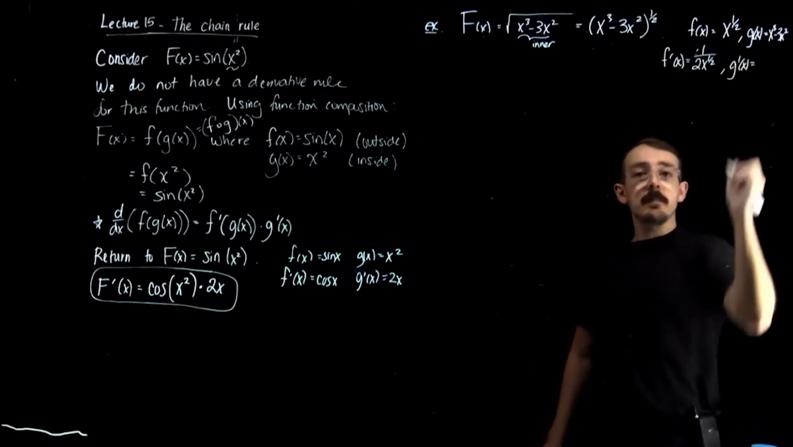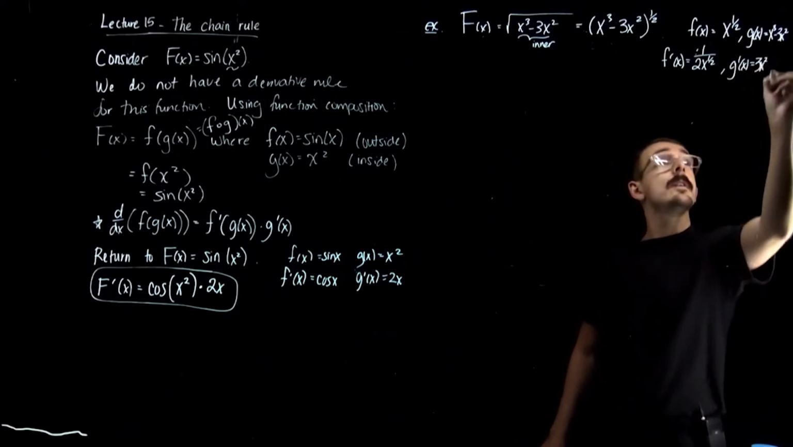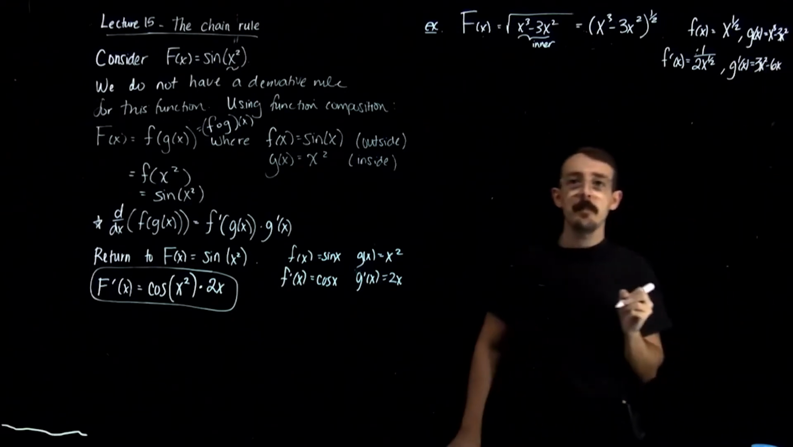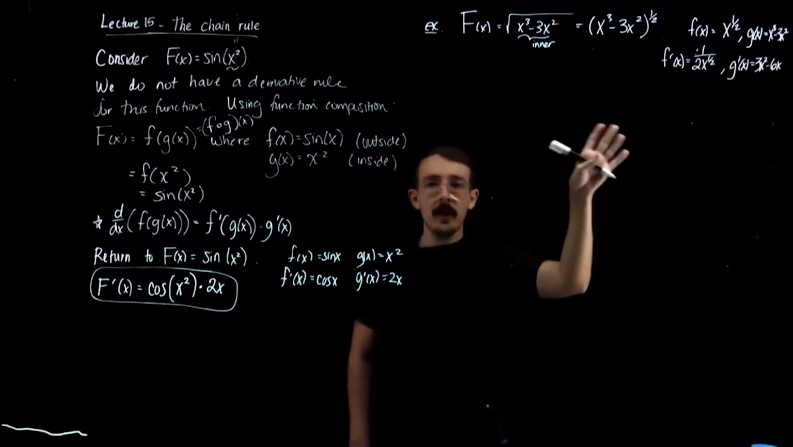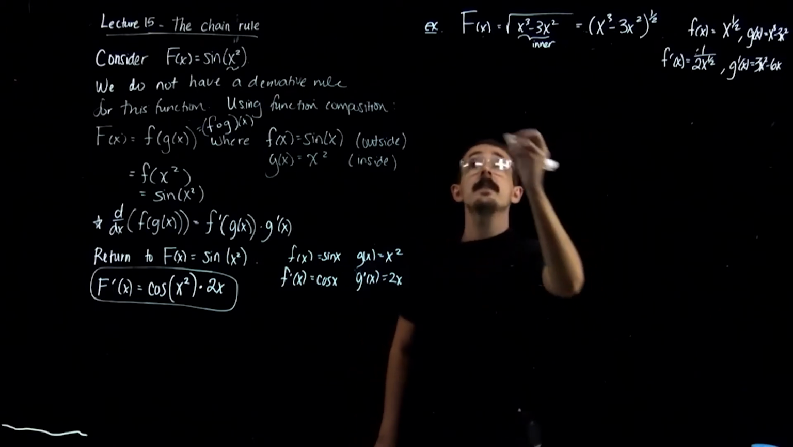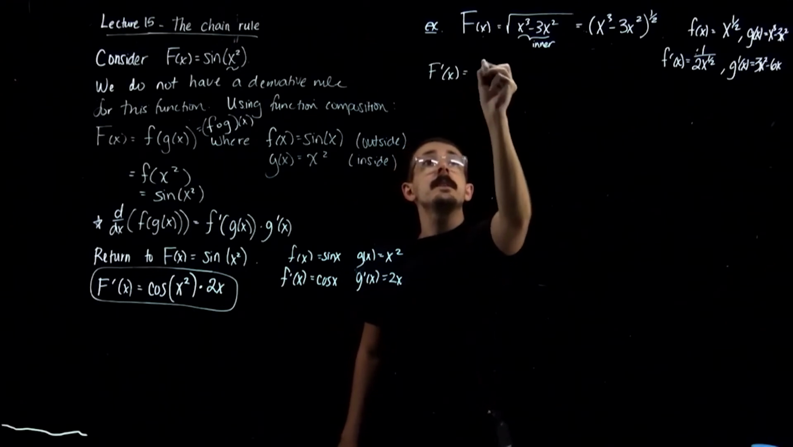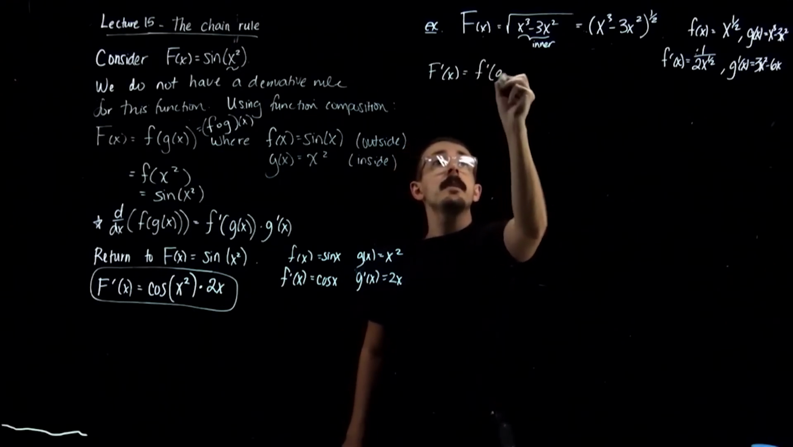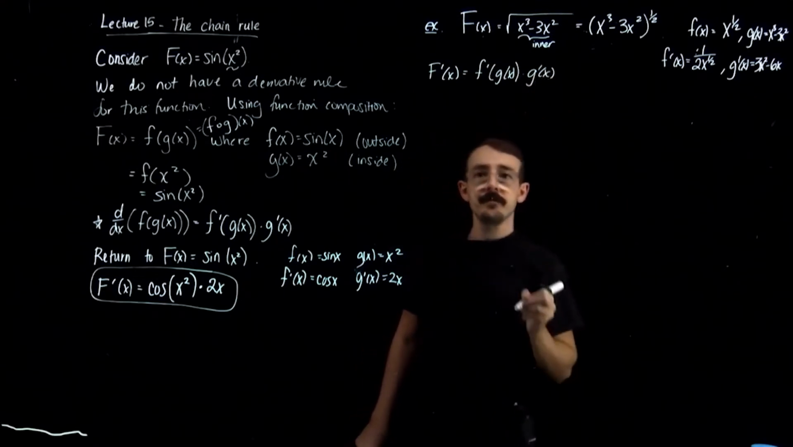G prime of x, this is just a polynomial, so I'll do the power rule a couple times. I'll get 3x squared minus 6x. OK, so now that I've written out what the inner and outer functions are and their derivatives, I'm going to do this the same way as before. So this is equal to f prime of g of x times g prime of x.